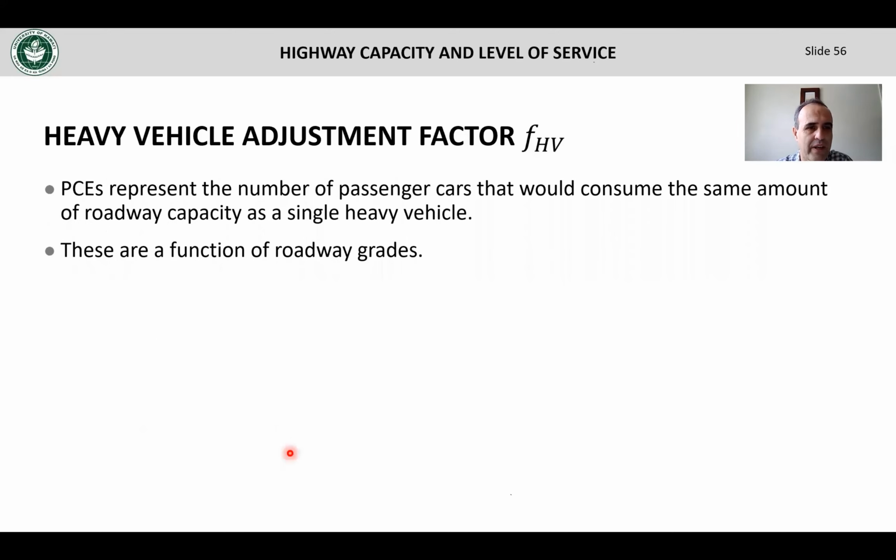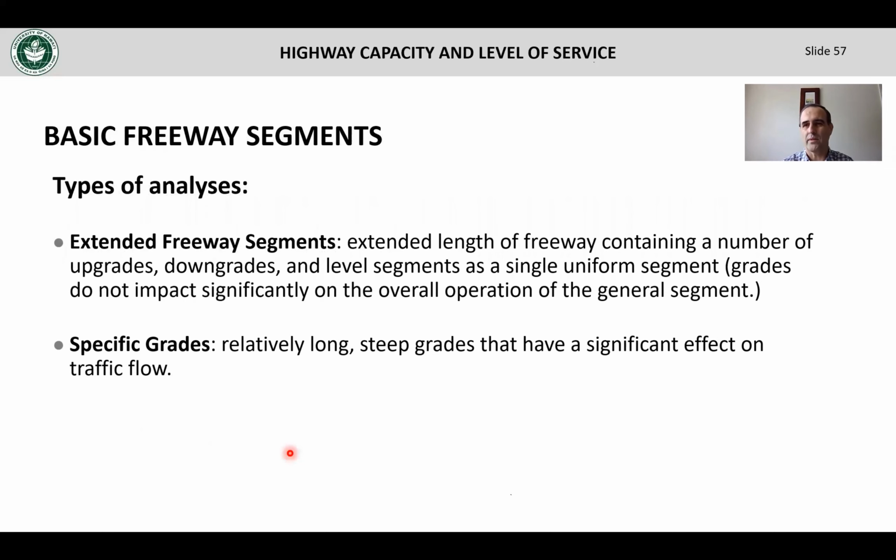I went a little bit further just to say, well, when we got to this point, I need to tell you that the Highway Capacity Manual considers two different types of segments. They call one extended freeway segments and the other one specific grades. Basically, the specific grades is when the performance of a truck suffers significantly because of the combination of the grade and the length of the grade. So whenever that's not the case, we will use extended freeway segments.